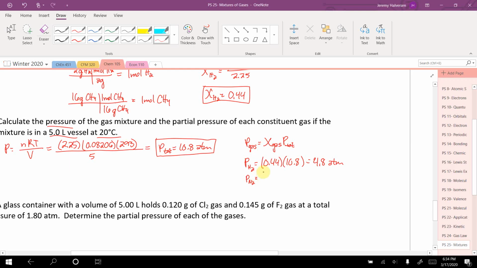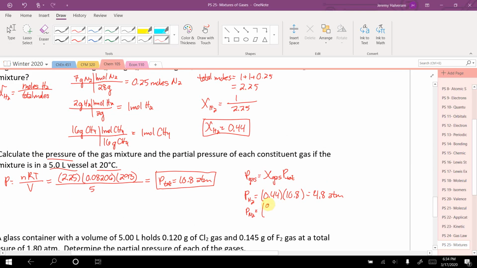N2. Well, what's my mole fraction of N2? It's going to be moles of N2 divided by total moles. So my mole fraction of N2 times the total pressure, and that gives me 1.2 atmospheres. And lastly, the pressure of methane is going to be the moles of methane over the total moles for my mole fraction times the total pressure, which is the same as the math for H2, 4.8 atmospheres.